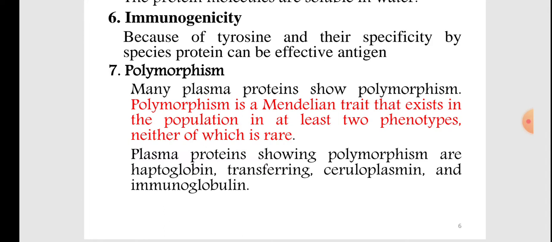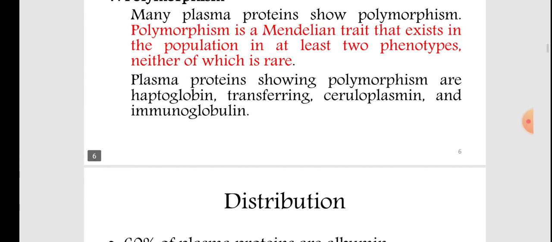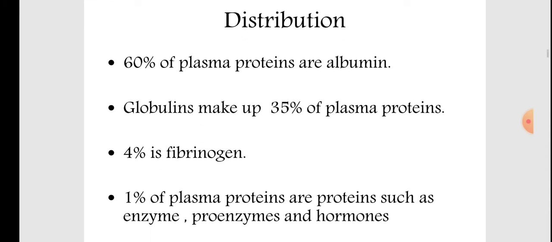Plasma proteins showing polymorphism are haptoglobin, transferrin, ceruloplasmin, and immunoglobulin. These are the proteins that have the property of polymorphism. The distribution of protein: 60% of plasma protein is albumin. Globulin makes up about 35% of plasma protein. 4% is fibrinogen, and 1% of plasma protein are proteins such as enzyme, proenzyme, and hormone.